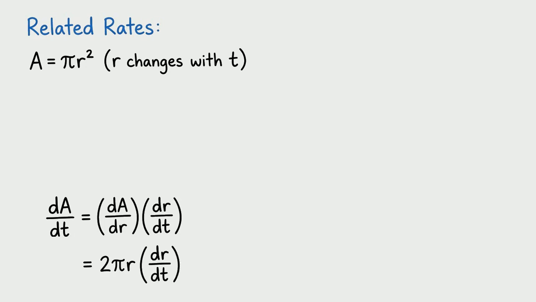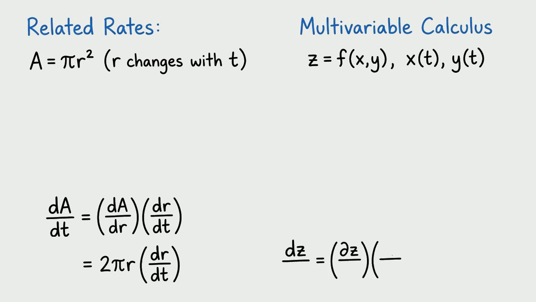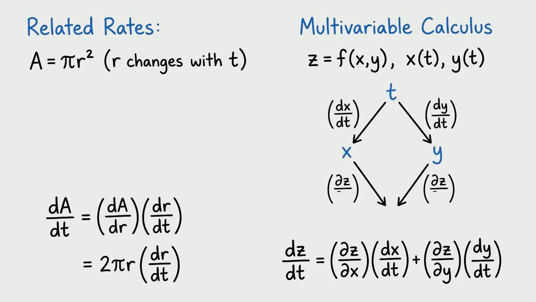Again, chain rule. Now let's go into multivariable calculus. Suppose z equals f of x, y, and x and y both depend on t. Then dz/dt equals partial z/partial x times dx/dt, plus partial z/partial y times dy/dt. You're summing over the paths from t to z. Each path contributes a term.